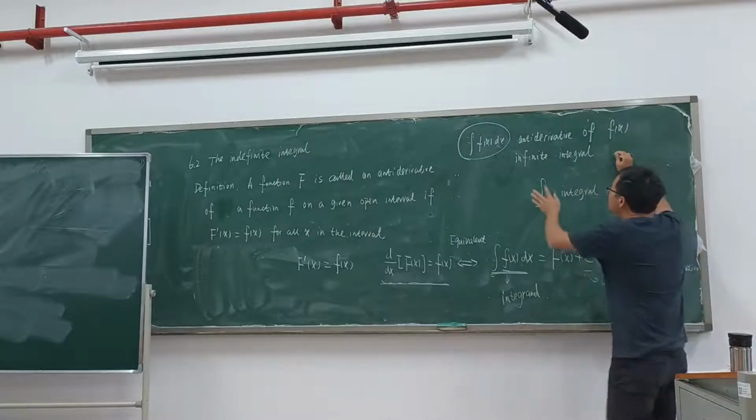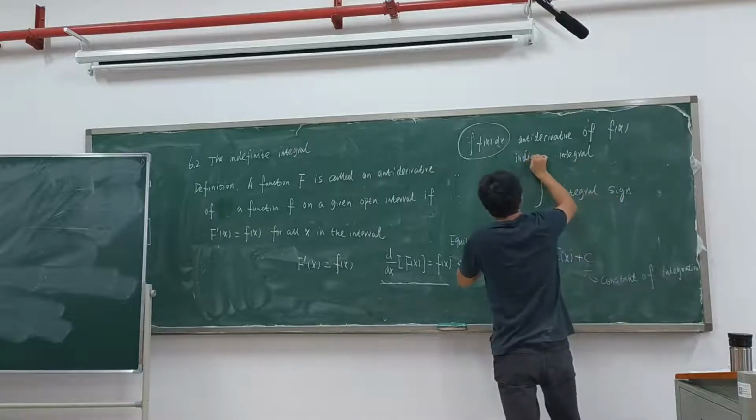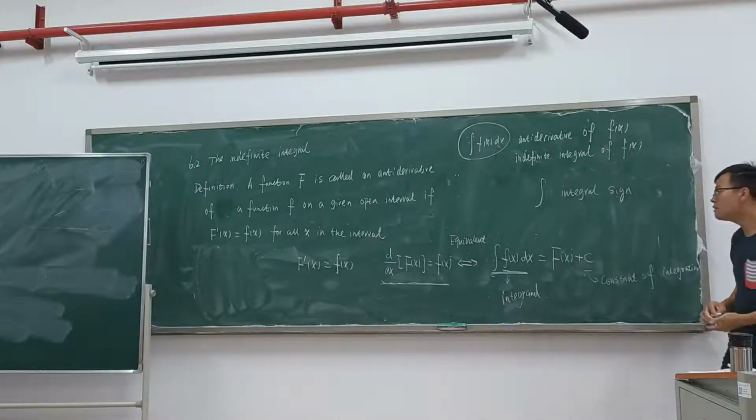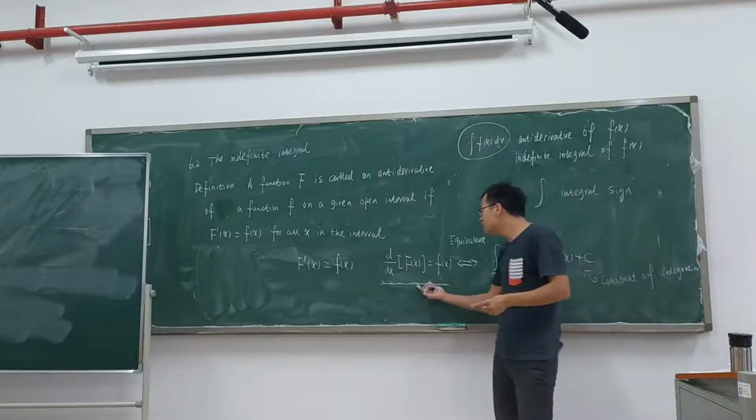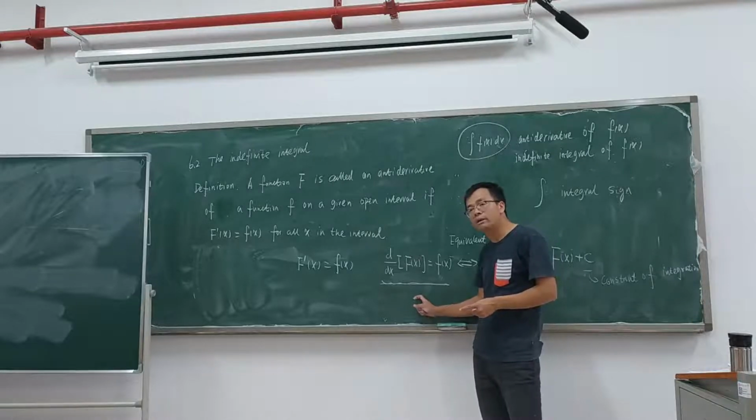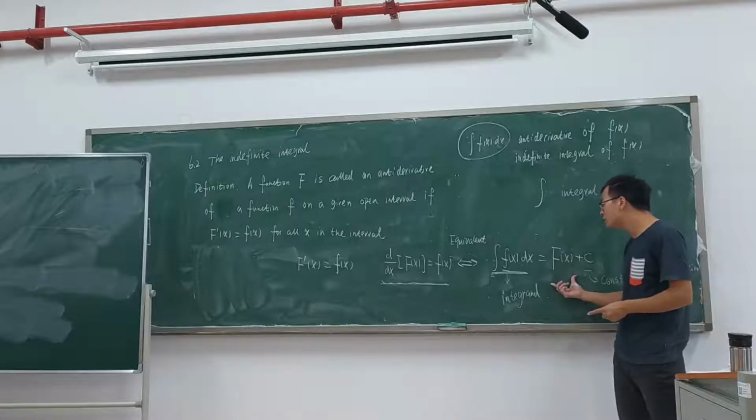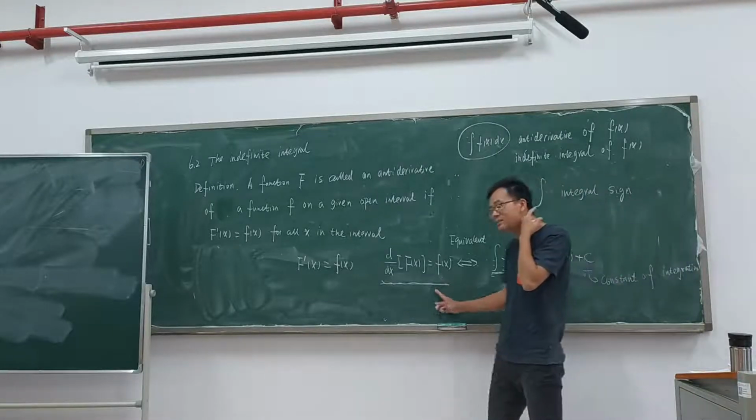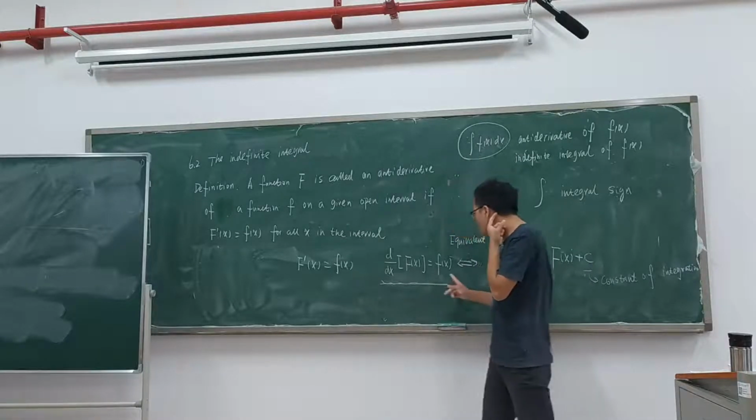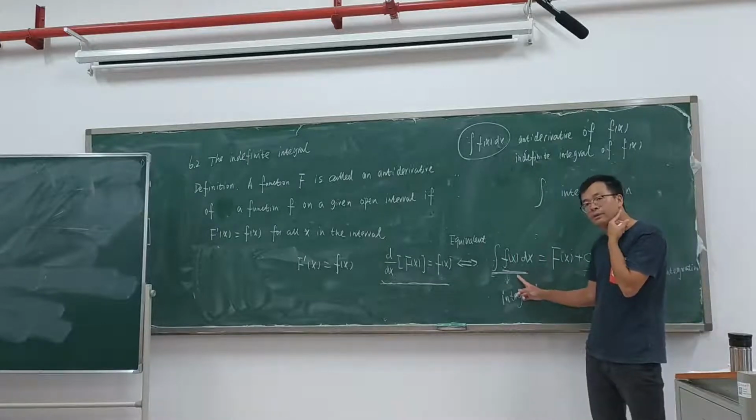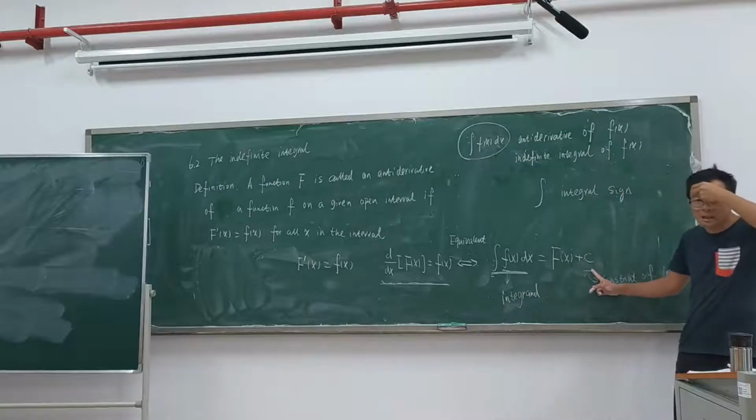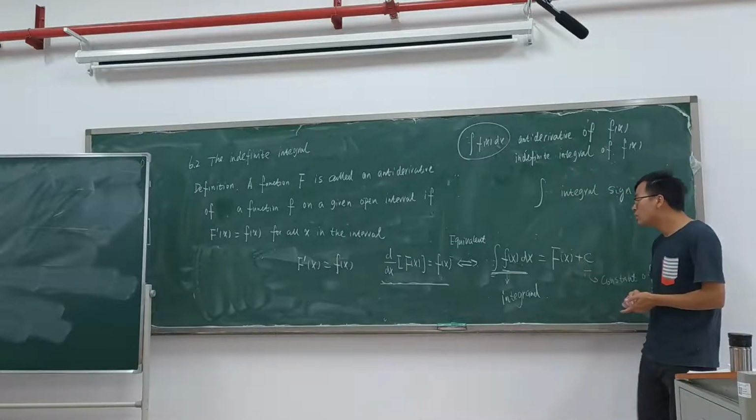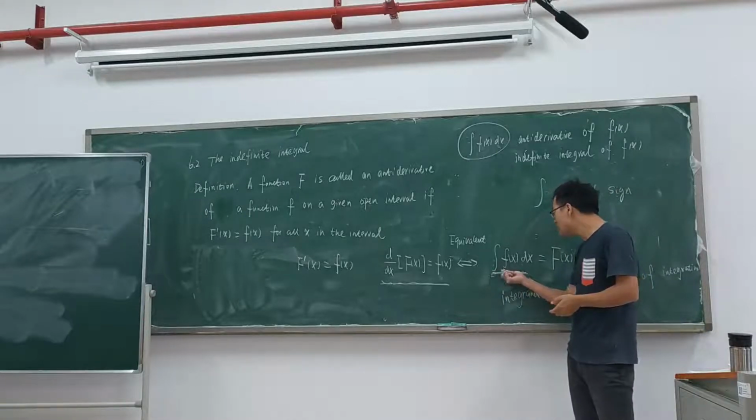The second name is the indefinite integral of f(x). So here they are the same. The first is in the view of the derivative. The second is in the view of the integral, or antiderivative. So the first tells us that the derivative of capital F equals f. The second tells us that the antiderivative of f equals capital F plus c, or the indefinite integral of f equals capital F plus c. So this sign is the integral sign.